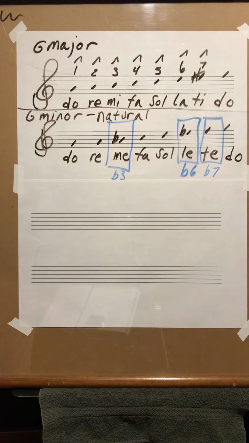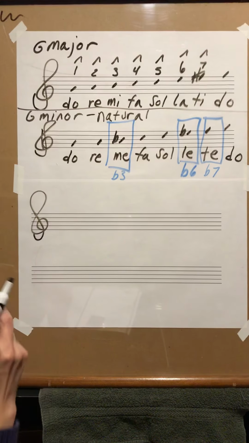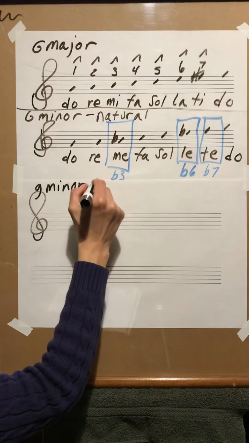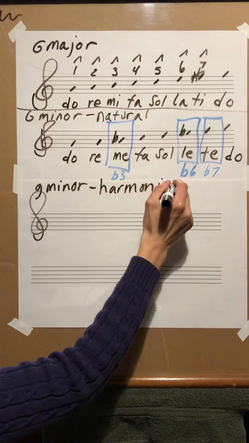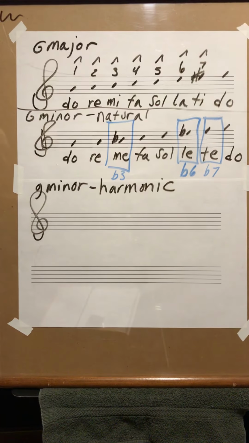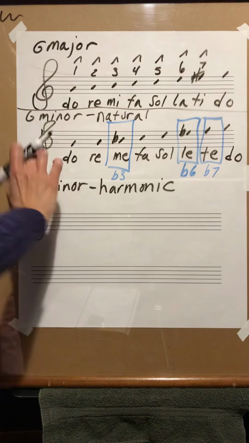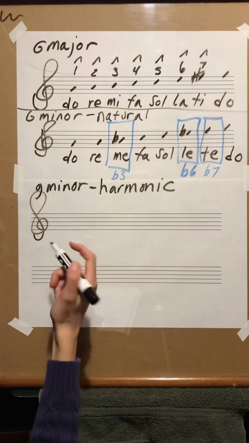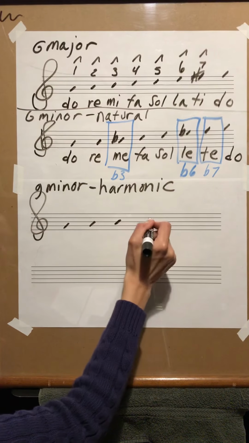So the other form, you'll be writing 2 other forms of minor for your assignments this week. And we're going to do G minor. It's called harmonic. And both of these forms are derived from natural minor. So just keep that in mind. We're going to keep many of the things the same with a few alterations. So G natural minor.